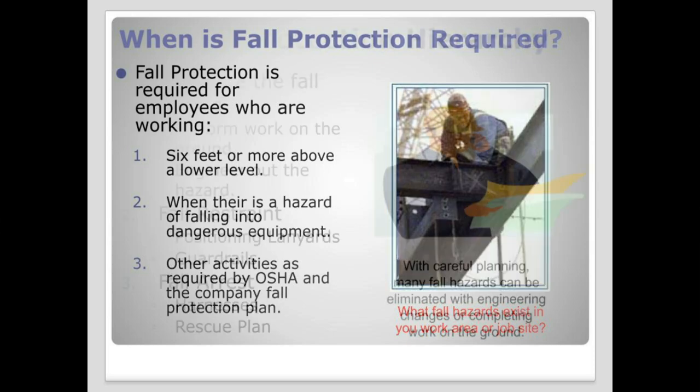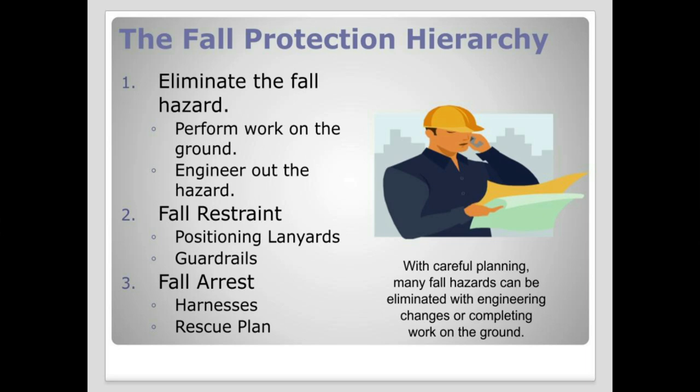Think about it. The fall protection hierarchy. Number 1, eliminate the fall hazard. Perform work on the ground. Engineer out the hazard. Number 2, fall restraint, positioning lanyards and guardrails. And 3rd, fall arrest, harnesses and rescue plan. With careful planning, many fall hazards can be eliminated with engineering changes or completing work on the ground before starting work.